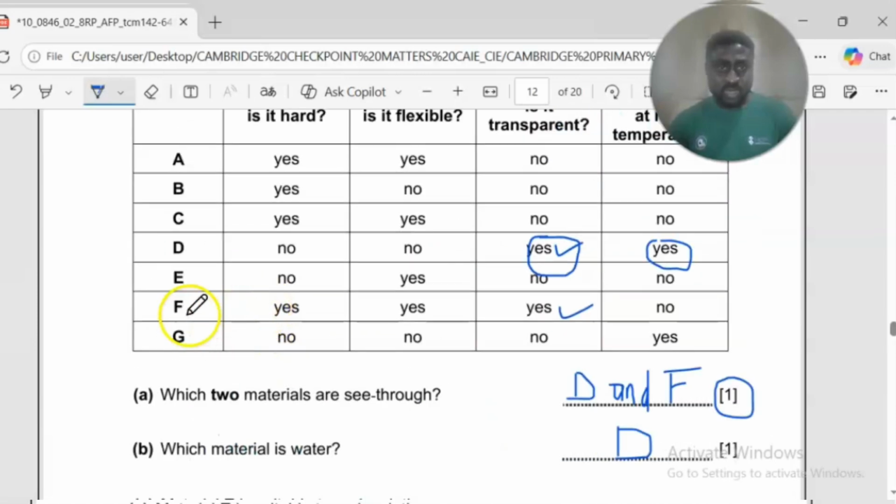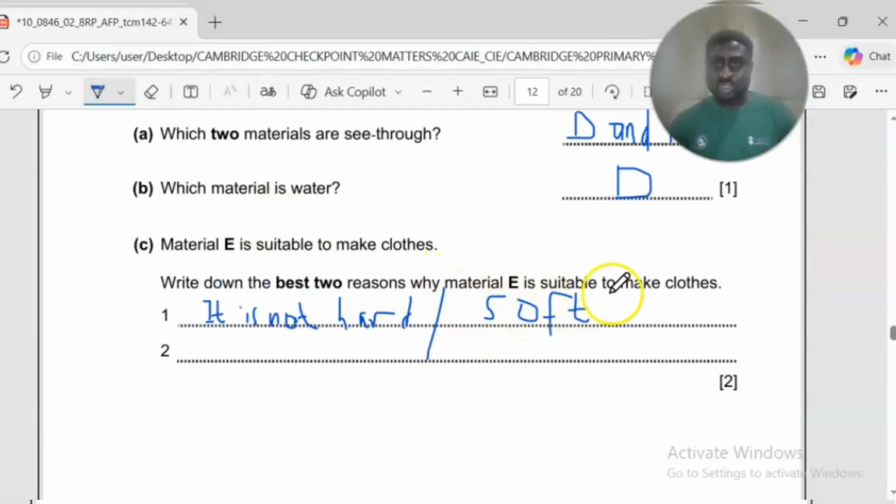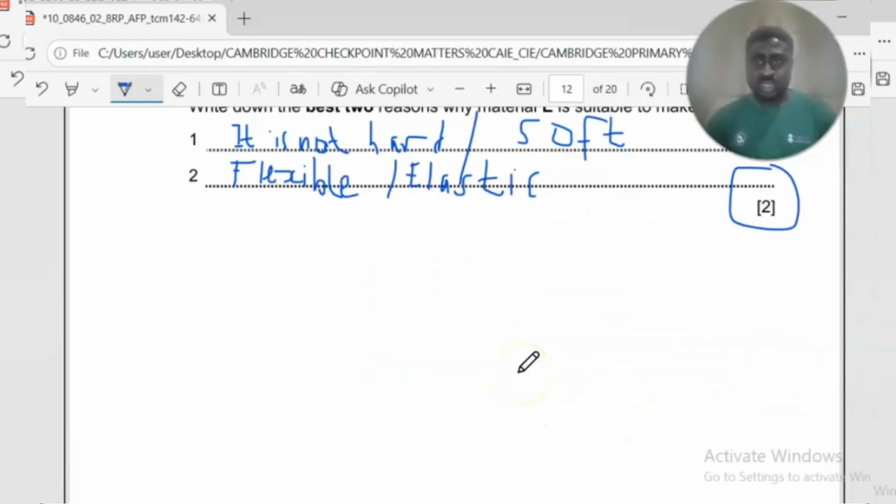Then another reason, look at material E again. Is it flexible? Yes, it is flexible. So you can say another reason why material E is suitable to make clothes is because it is flexible. From the table, you have your clue. It is flexible, or we can say also it is elastic, so that it can be made into that clothing material. But flexible is the most probable response here. When you do this correctly, you earn the 2 marks allotted. Is that okay? All right, note that down.